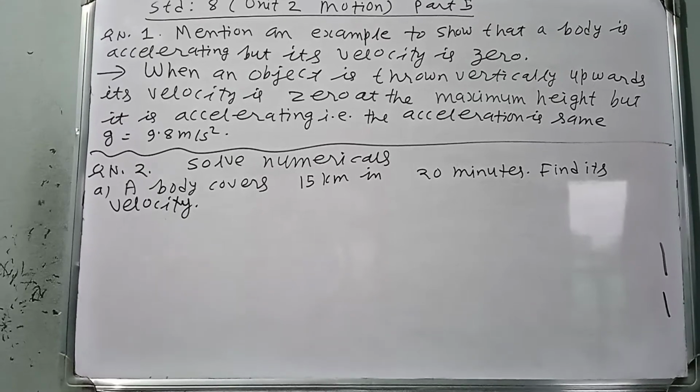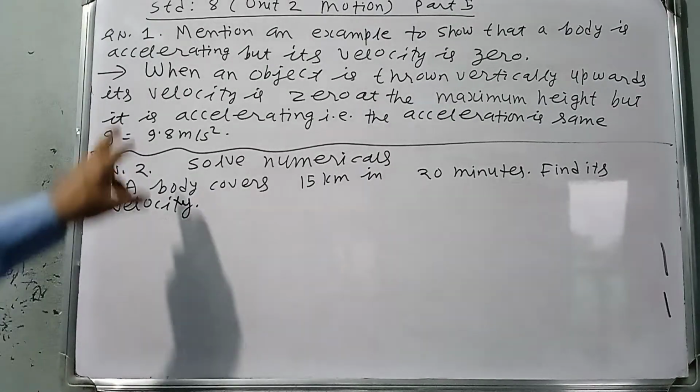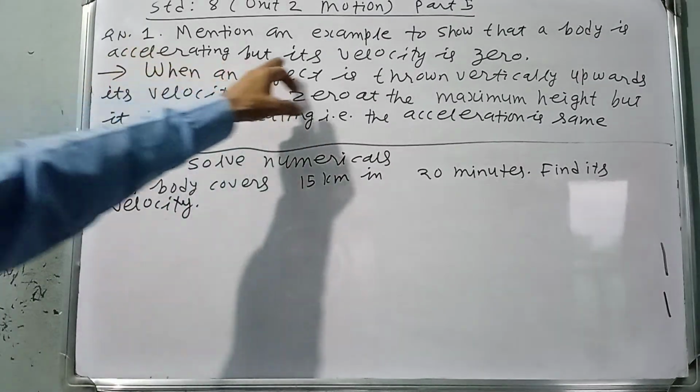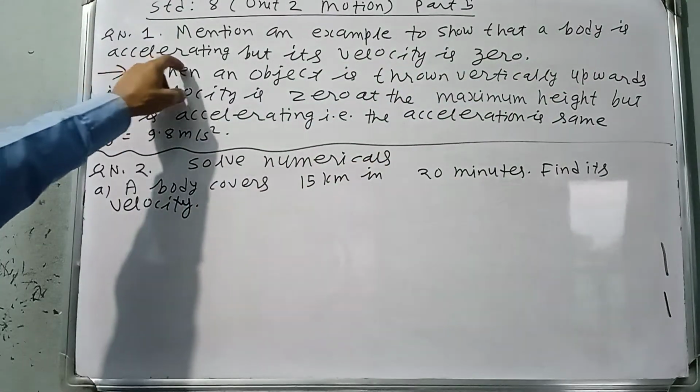Good afternoon. Class 8, Unit 2, Motion, Part 5. Possibly the last part. Question number 1. Mention an example to show that a body is accelerating.